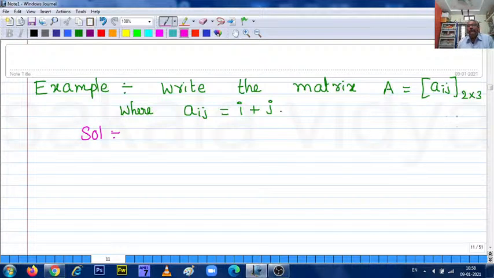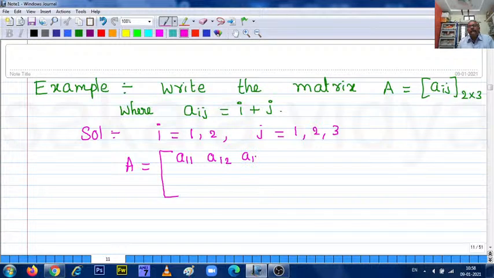I take the values from 1 to 2. So that means you need to take like this. i is equal to 1 comma 2. Whereas j take the values 1 comma 2 comma 3. So now, first write down A matrix, general matrix with the help of this one. 2 rows and 3 columns. That means you will be getting like this. A11, next A12, A13. Next A21, A22, A23.